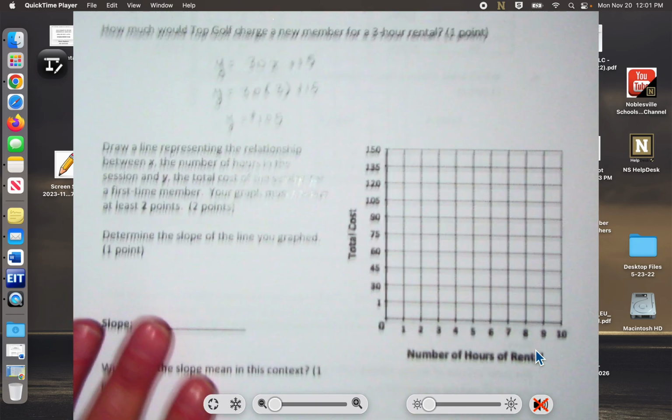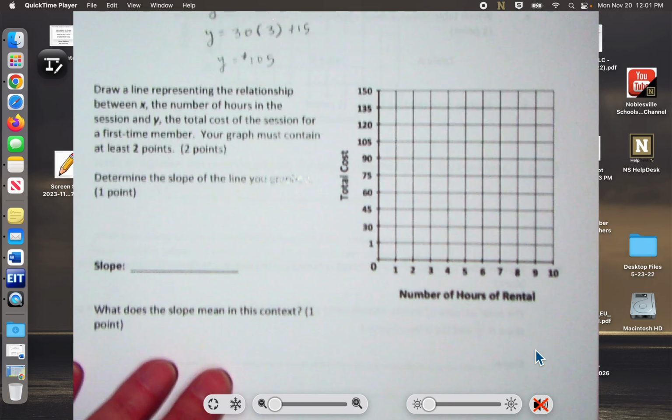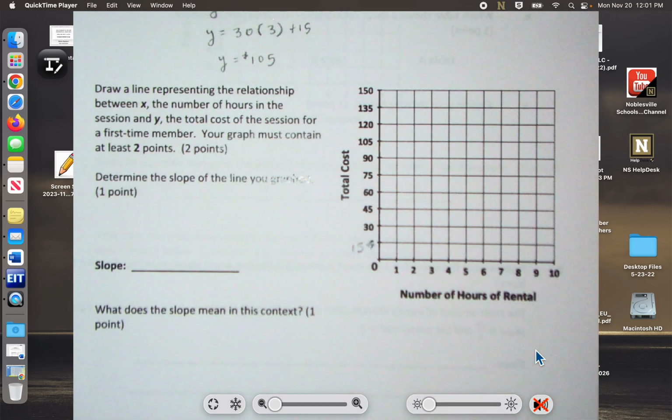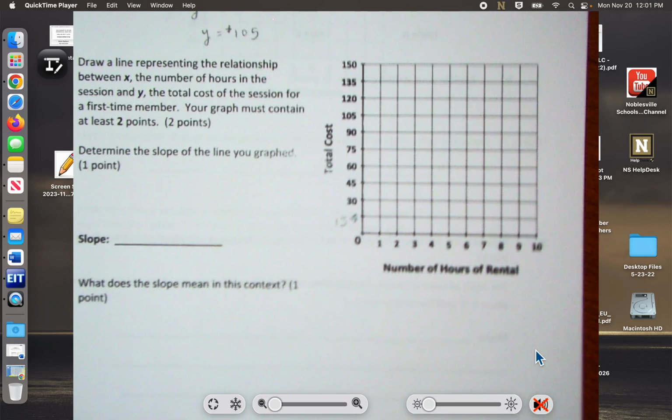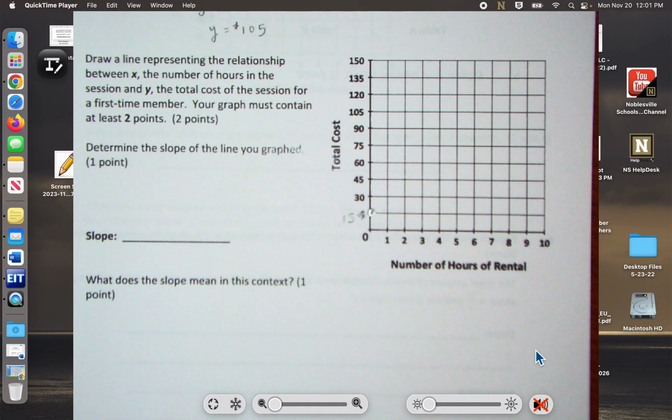Now they want us to draw a line representing this relationship. So remember, we had to fix this so it was the number 15. And then I'm going to start at 15. Why does my line start at the number 15? Because you have to pay that membership fee, right, before you can start playing. And then it's $30 per hour.